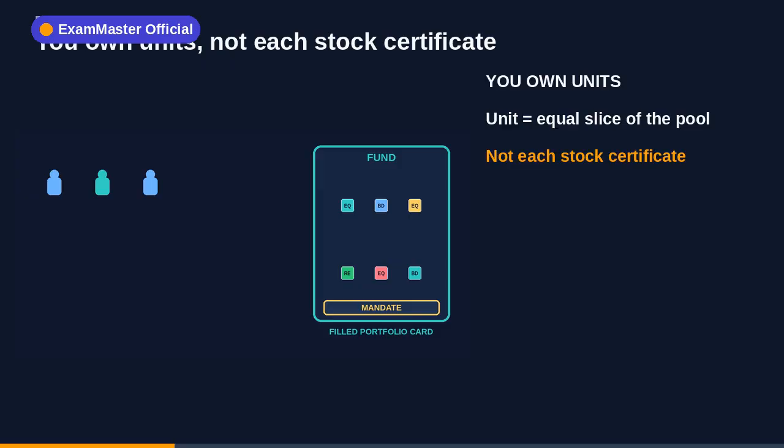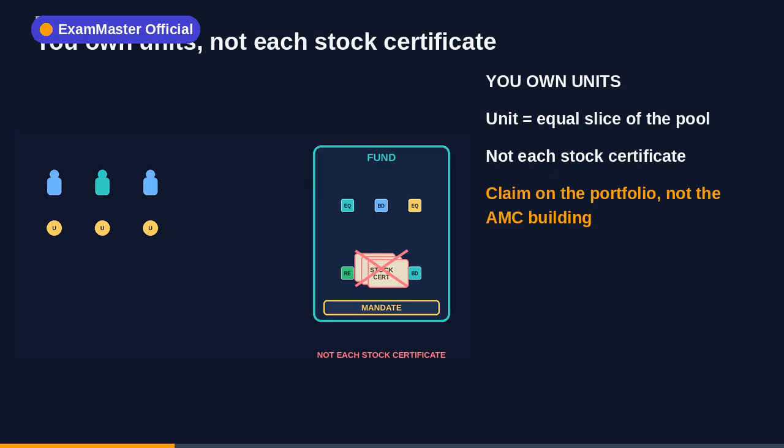In the usual retail mutual fund path, you own units of the fund, not each stock certificate directly. A unit is an equal slice of the whole pooled portfolio. Money pools in, units come back to you as your claim on that pool.